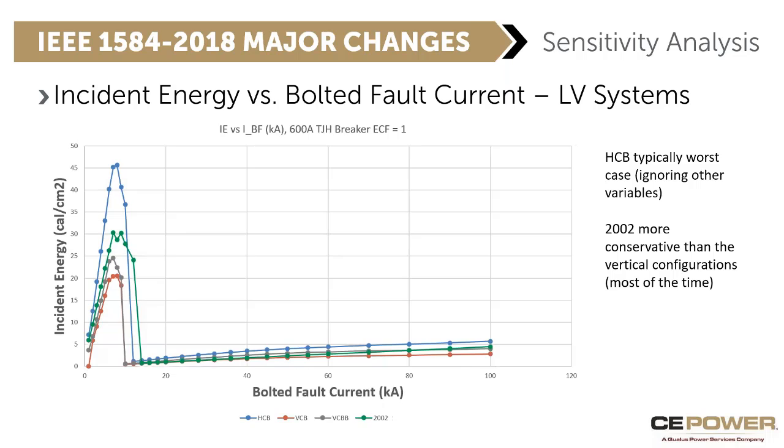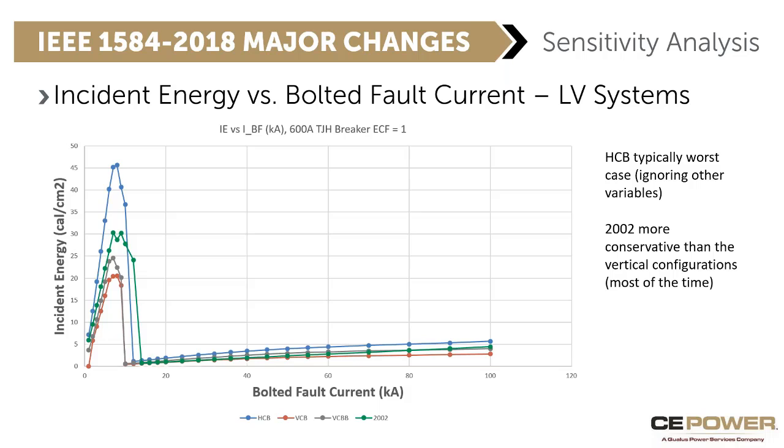So now let's put a breaker in there instead of a fuse. We can see similar results. Horizontal still tends to be worse. And then the gray and the red curves, the vertical configurations for the new standard tend to be lower than the old standard, right? So again, switchgear higher than the old standard, and then panel boards, MCCs, other equipment tends to be lower than the old standard.